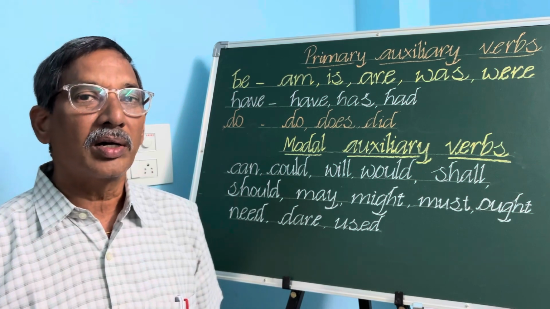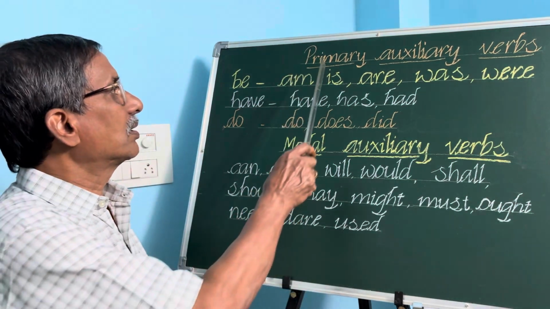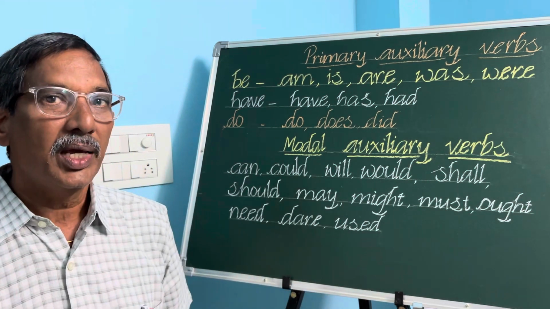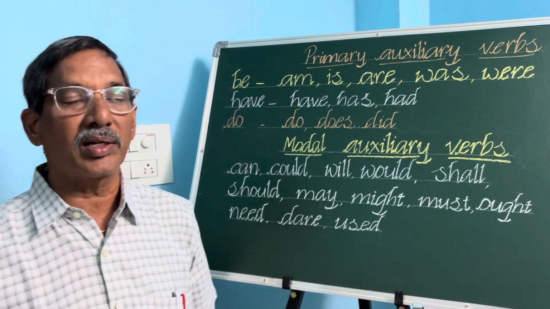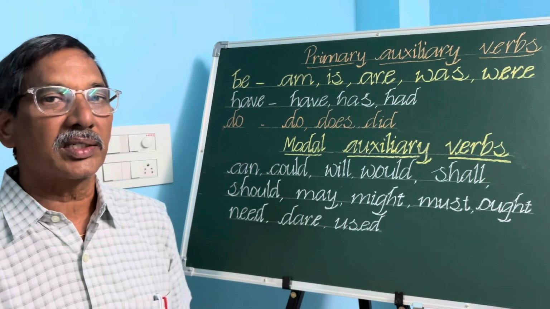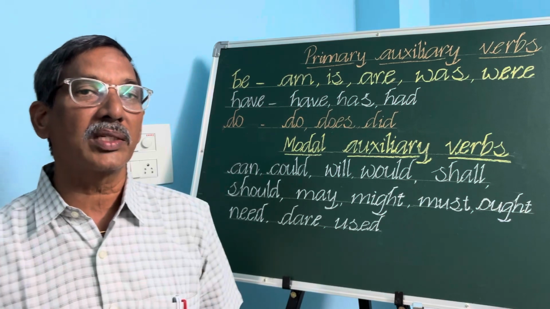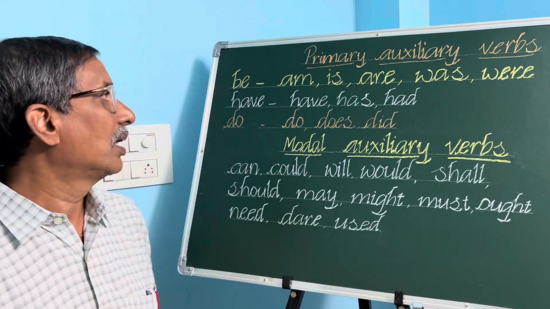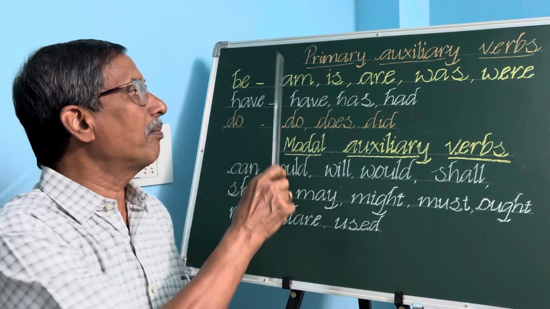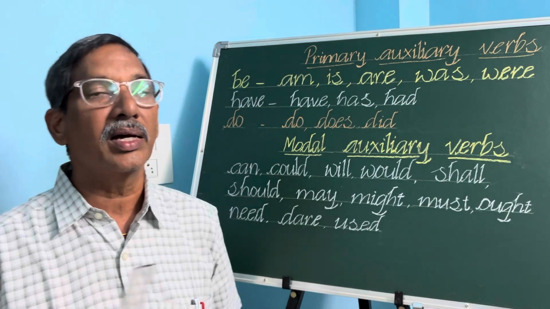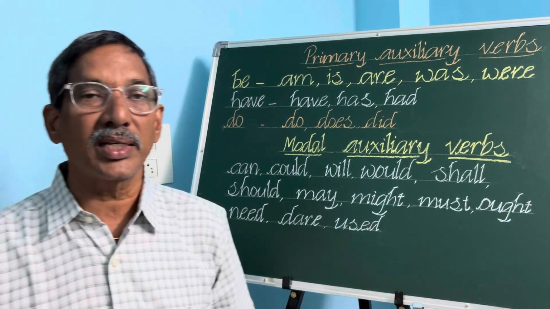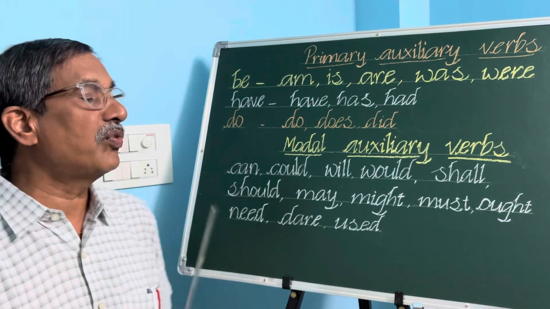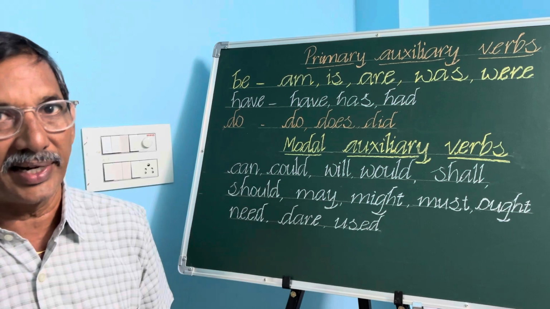We have two types of auxiliary verbs, such as primary auxiliary verbs and modal auxiliary verbs. In primary auxiliary verbs, there are three types: be form auxiliaries, have form auxiliaries, and do form auxiliary verbs. Under be form auxiliaries, we have am, is, are, was, and were. Under have form auxiliaries, we have have, has, and had. And under do form auxiliaries, we have do, does, and did.